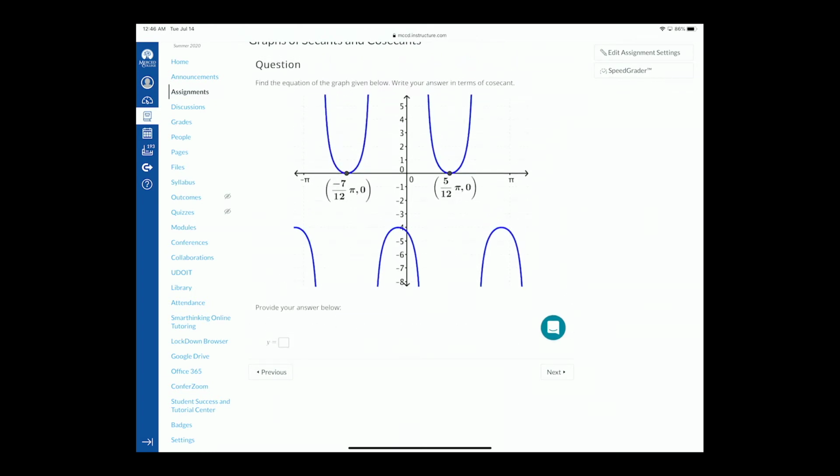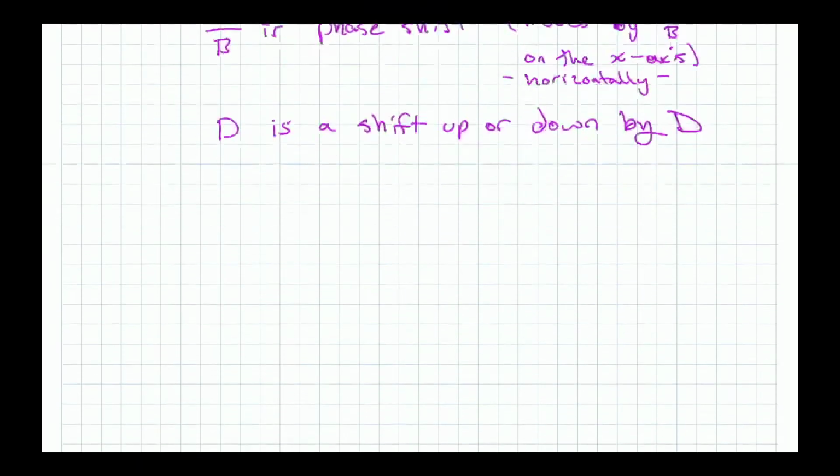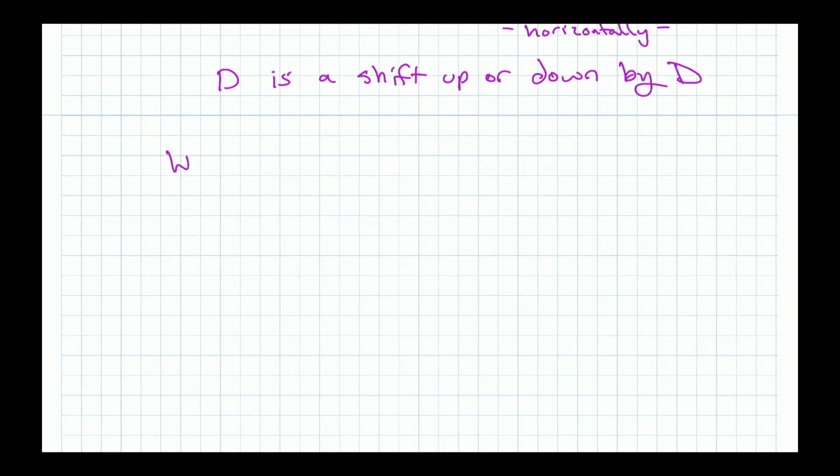All right, now on these, these are where it's going to be a little bit harder, where you have to write the equation for it. So let's go back here. So writing the equation given the graph.